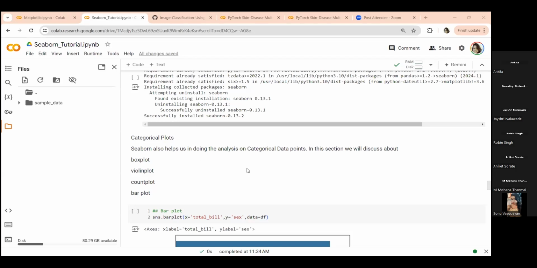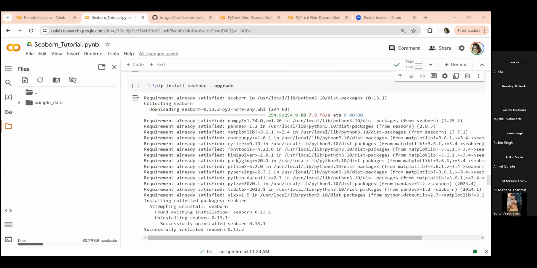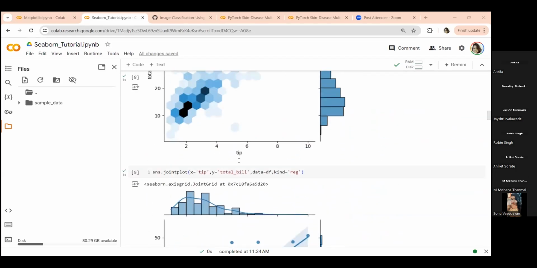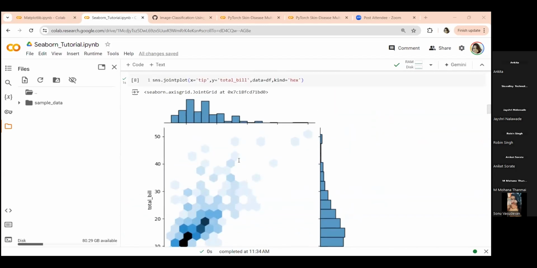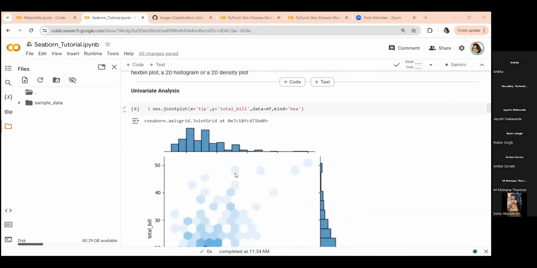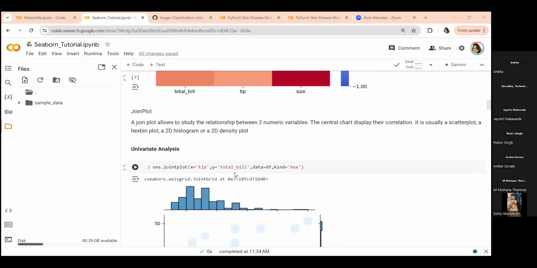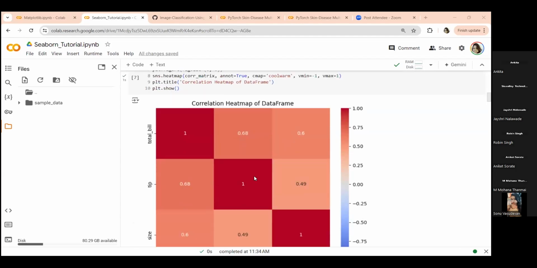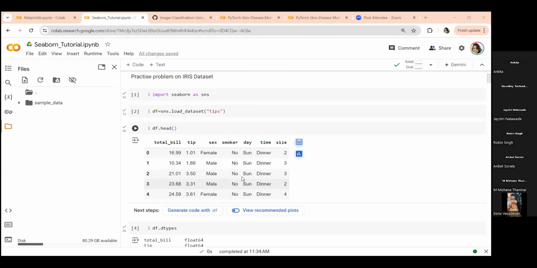Which plots we are drawing here, all are representations of the continuous features. These plots, the joint plot, displot, and pair plot, basically present the relationship between the continuous features. Okay, so total bill, tip, size, these are the continuous features.